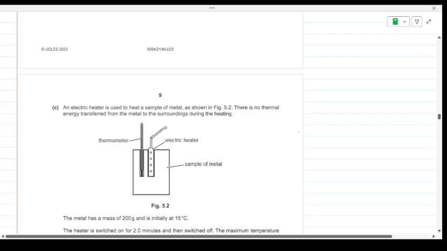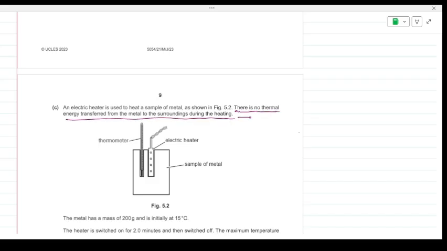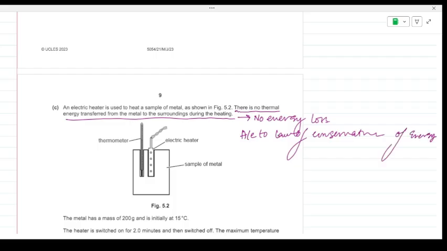Okay, moving on to the next part, which is part C. An electric heater is used to heat a sample of metal as shown in the figure. There is no thermal energy transfer from the metal to the surroundings during the heating. This is a very important statement, which means that there are no energy losses. So we can apply the law of conservation of energy, which states that the electrical energy provided by the electrical heater must be converted into thermal energy in order to heat the metal.